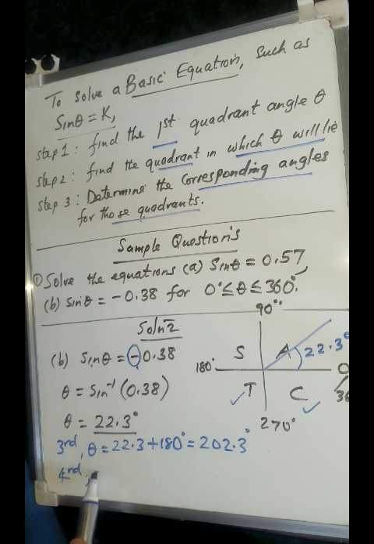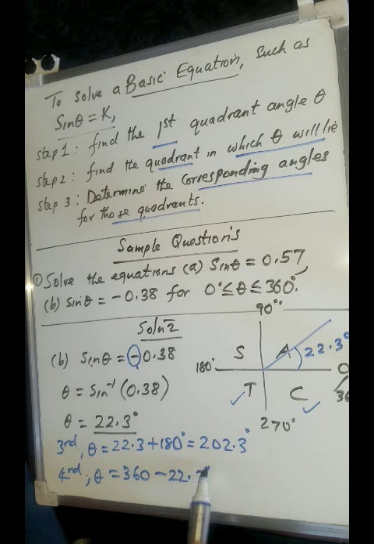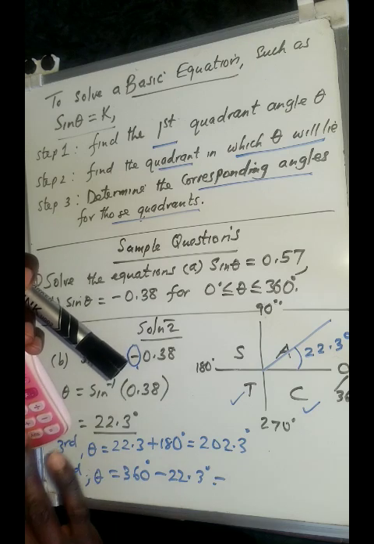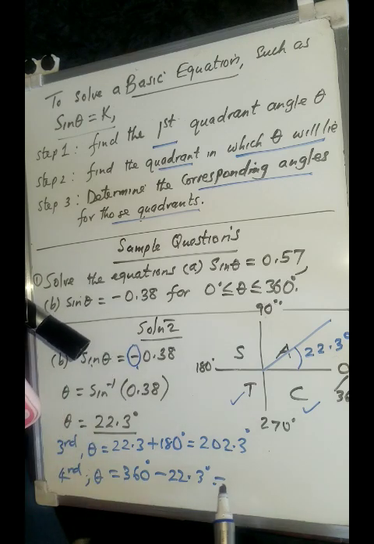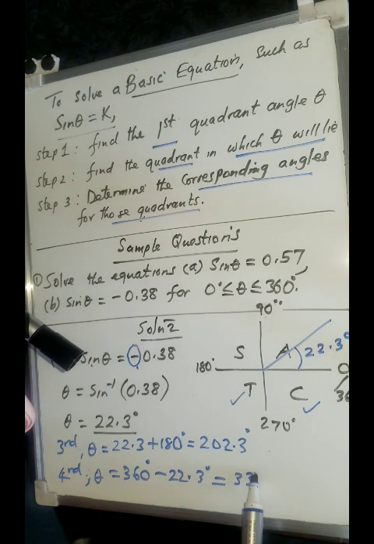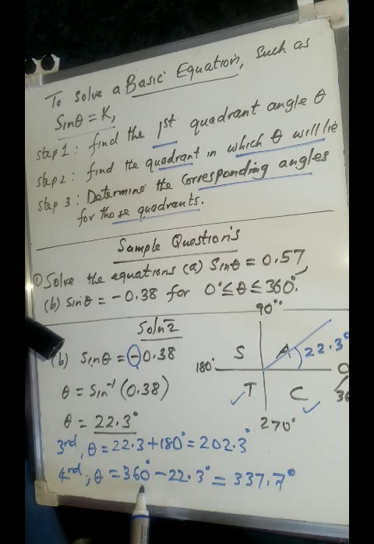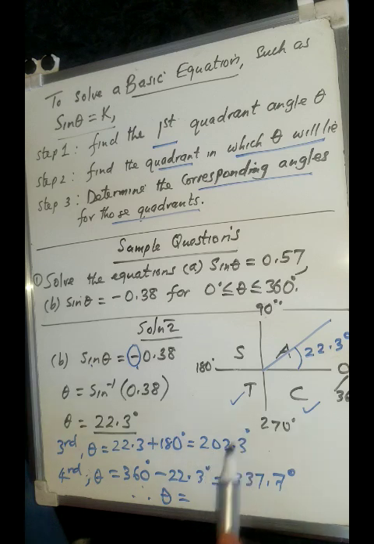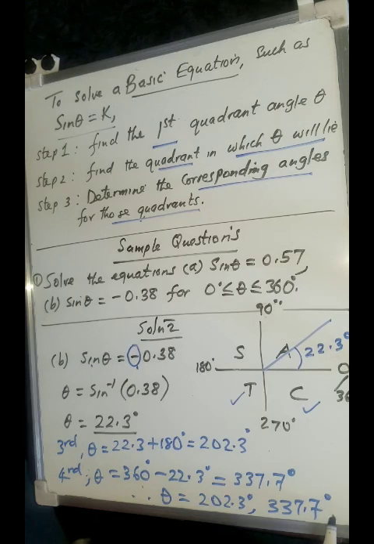Of course, to get the angle in the fourth quadrant, it is simply 360 minus the angle in the first quadrant, which is 22.3 degrees. So what is that going to give us? 360 minus 22.3. It is going to give us 337.7 degrees. So therefore, my angles where sine is negative are simply 202.3 degrees and 337.7 degrees. So these are the solutions, the two angles.